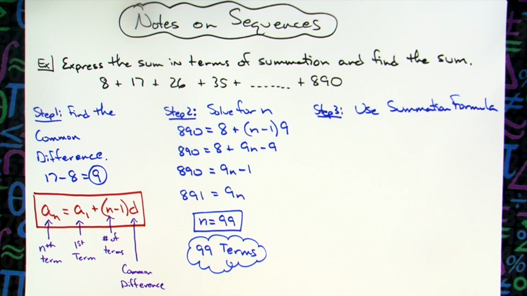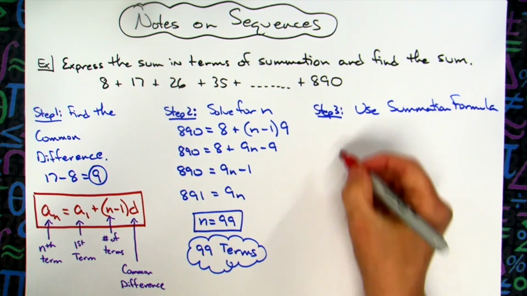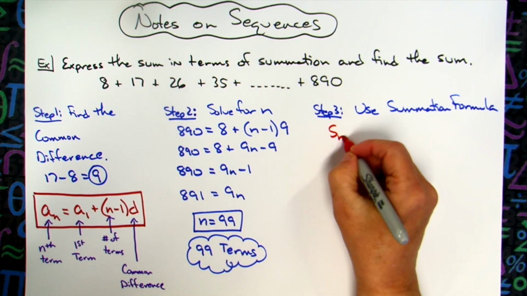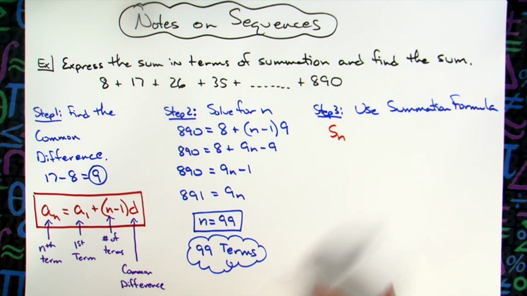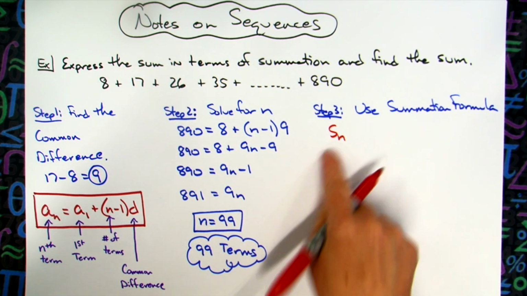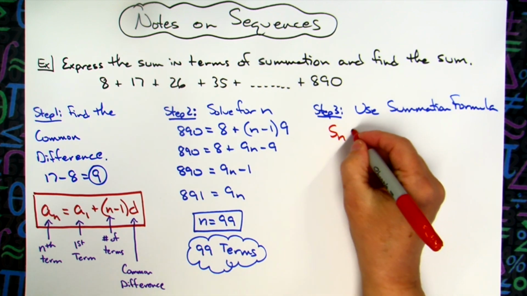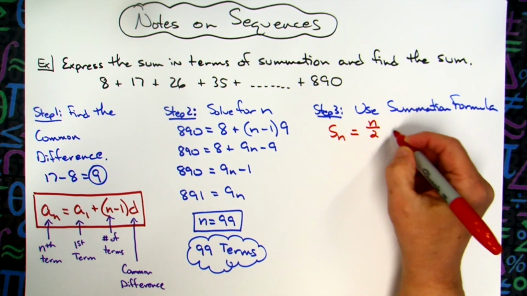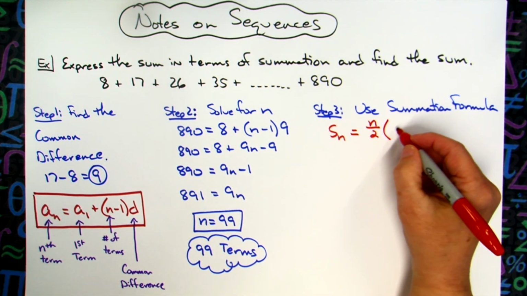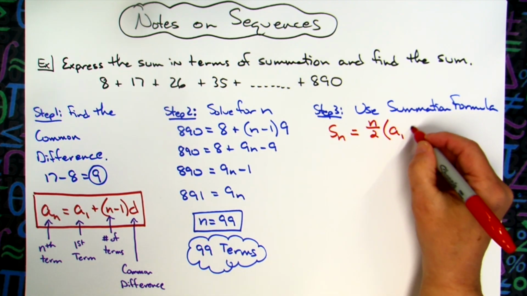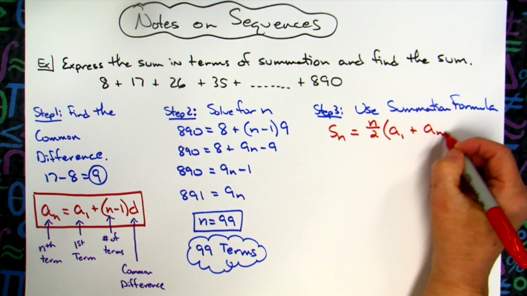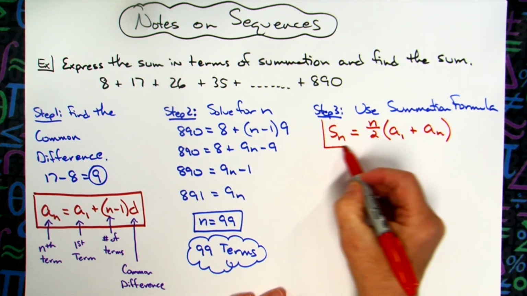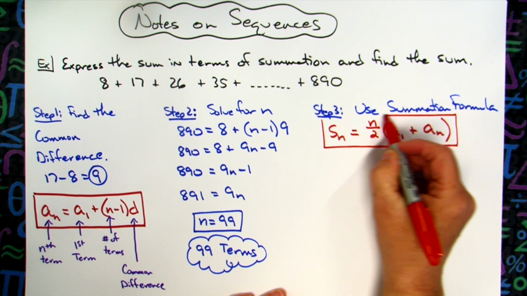We'll write it in. We're going to use an S for sum, so S sub n. That's the sum of 99 terms, the sum of 88 terms, whatever n is. Our sum is going to be equal to n divided by 2 times (a sub 1 plus a sub n). So there's your summation formula.